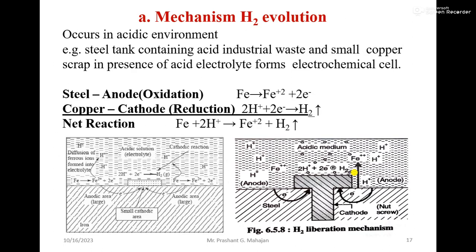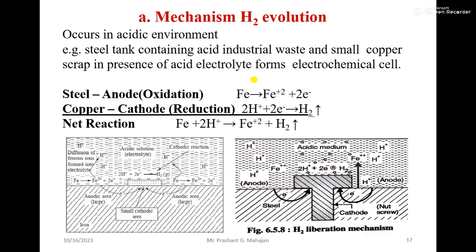Next is the first mechanism of wet corrosion, that is the mechanism of hydrogen evolution. That means hydrogen is liberated. So for the liberation of hydrogen, an acidic environment is required. So you can see it occurs in acidic environment. Consider there is a steel tank containing acidic industrial waste, and a small scrap of copper is present in the acid electrolyte. So it forms an electrochemical cell.